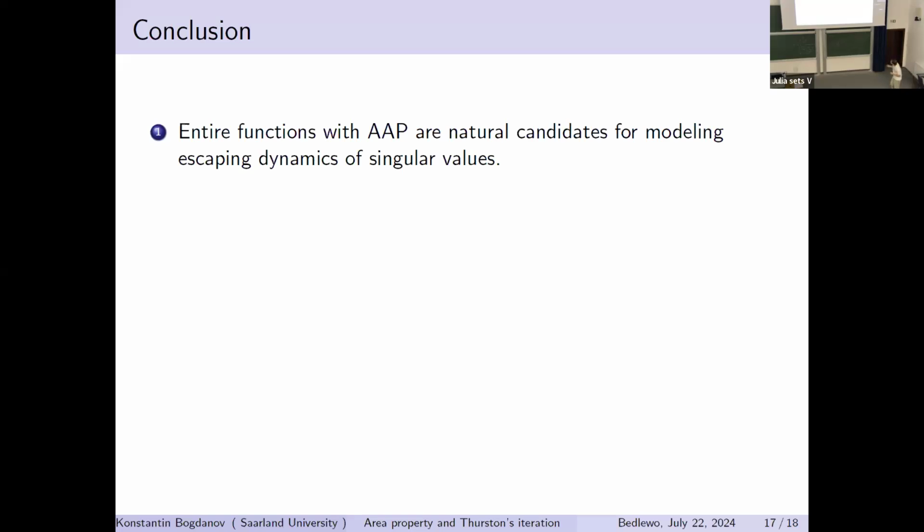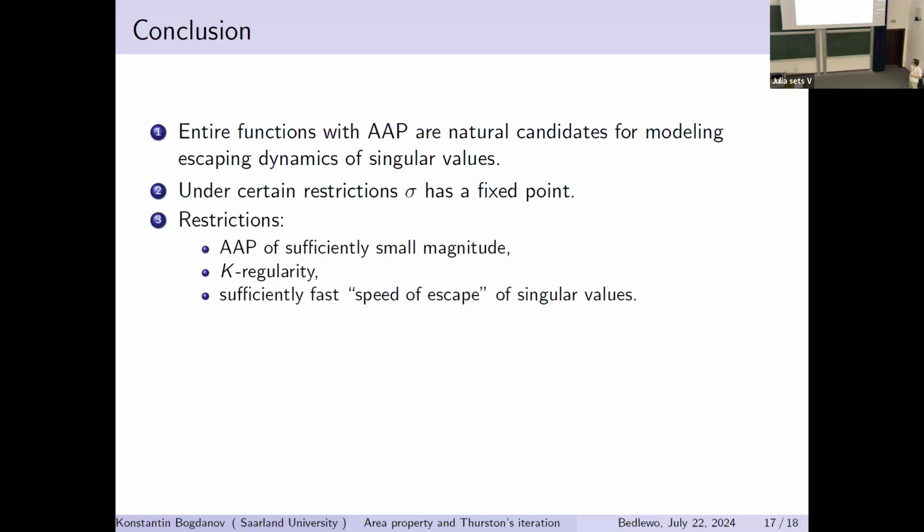So let me come to the conclusion, maybe. We show that entire functions with this asymptotic area property are natural candidates for modeling escaping dynamics, or even more than escaping dynamics. Then there are some restrictions, in terms of a priori bounds, under which sigma has a fixed point.